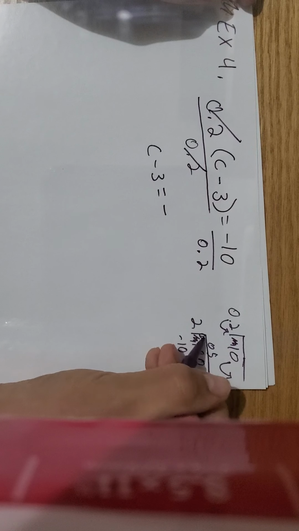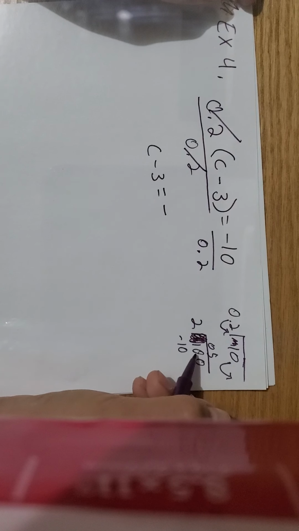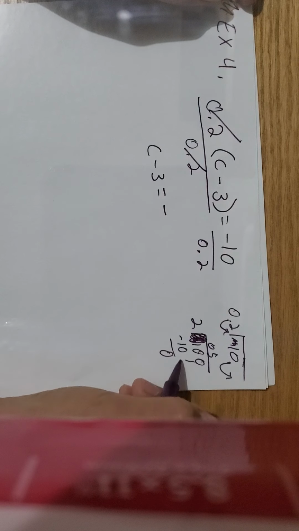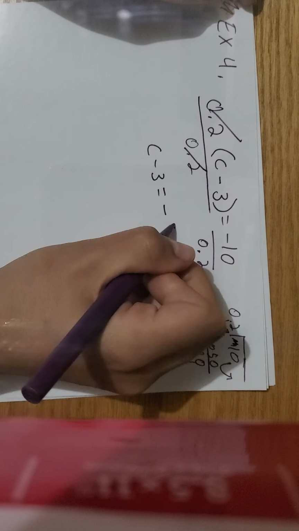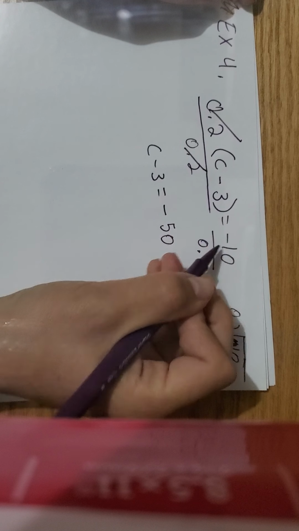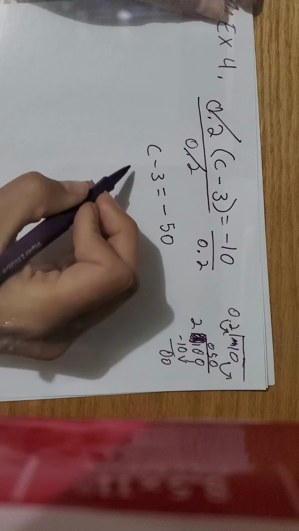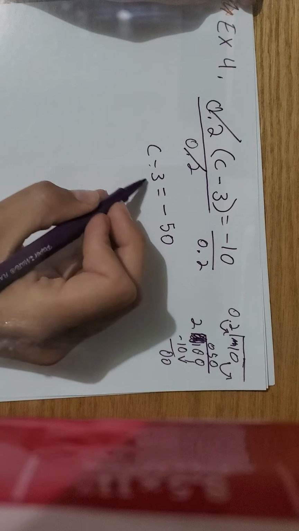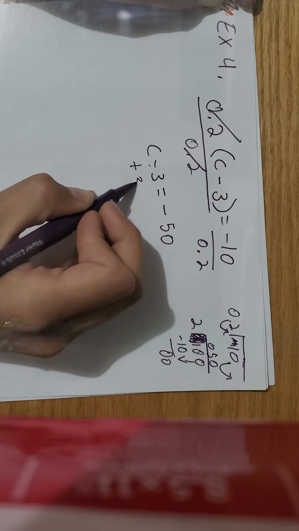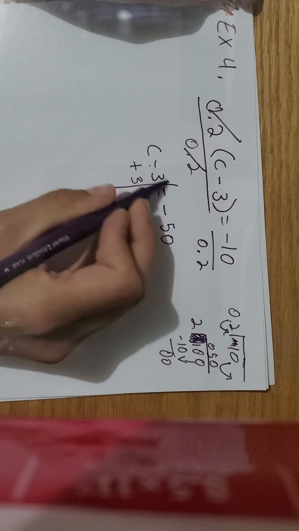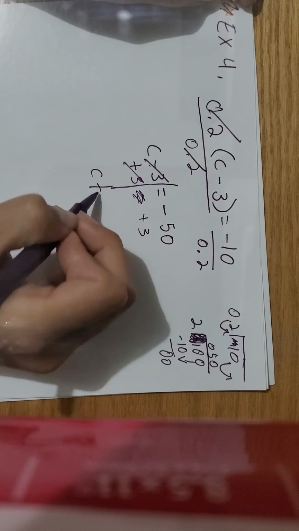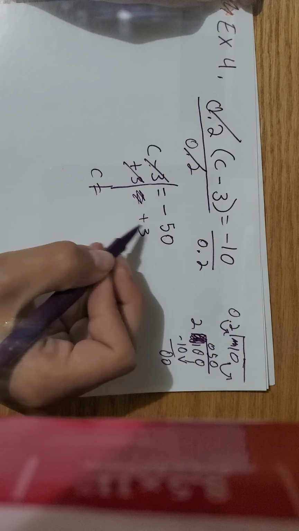Okay, now. 2 fits into 0, 0 times. So 2 fits into 100 50 times. Negative 50 because it was a negative and a positive. Okay, now you have c minus 3, so the opposite is c plus 3. Plus 3. This is gone, giving you c equals negative and a positive.